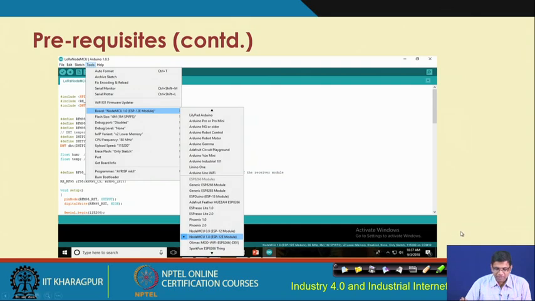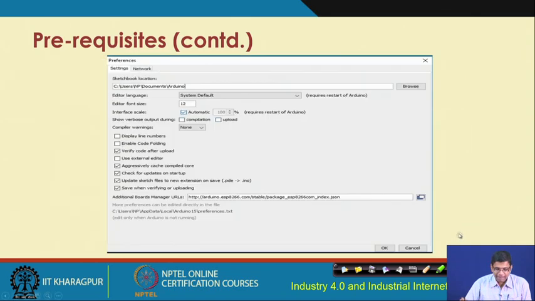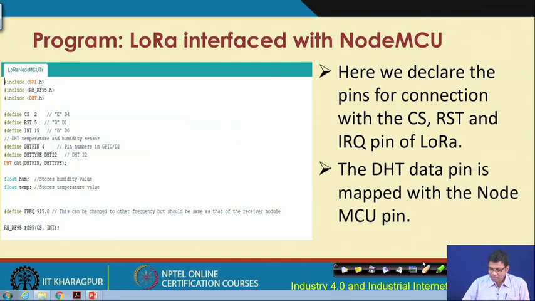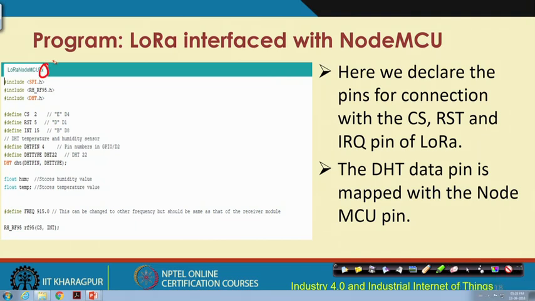And for brevity, I am skipping this. So, these are the steps that you will have to follow, as given in the previous slide. Finally, you will have to open the corresponding programs for the LoRa. For LoRa interfacing with NodeMCU, this is the transmitter program. This is how it is going to look. This is for the transmitter end.